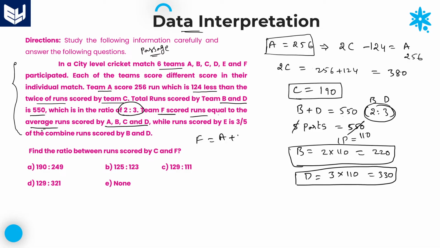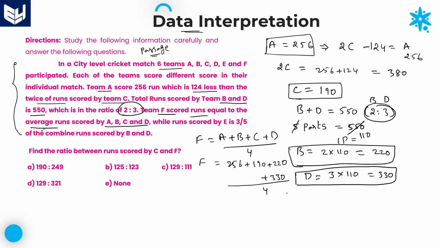Average is nothing but the sum of A, B, C, D divided by the number of teams. Now you just calculate this value. First 256 plus 190 plus 220 plus 330. I am just adding all the four values, divided by 4.